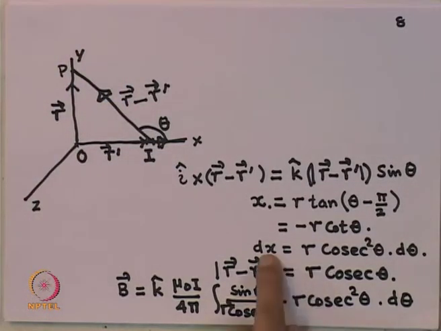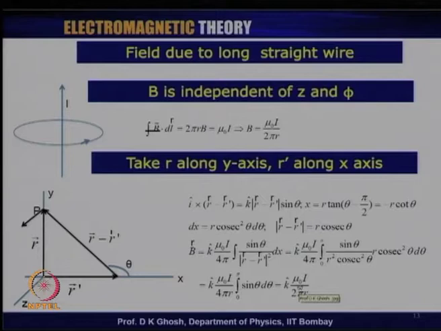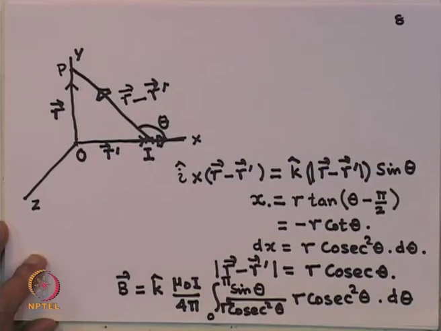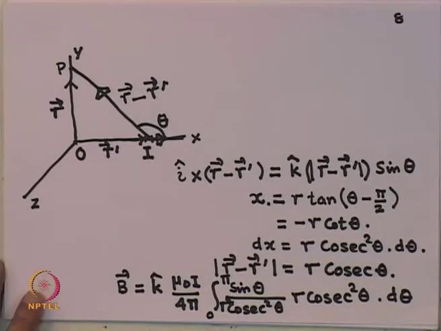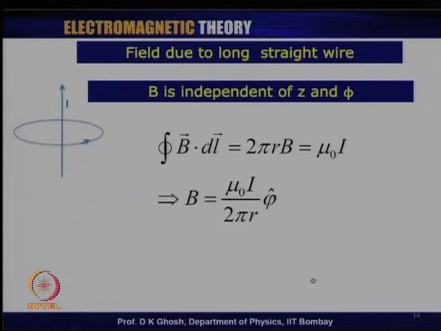That's my dx there. Now, notice that things cancel out there. I am left with simply an integration of sin theta from 0 to pi, which gives me minus cos theta, and when I put the limit I get a factor of 2. Therefore, I am left with again k mu 0 I divided by 2 pi r, which was of course obtained in a much simpler way from Ampere's law.